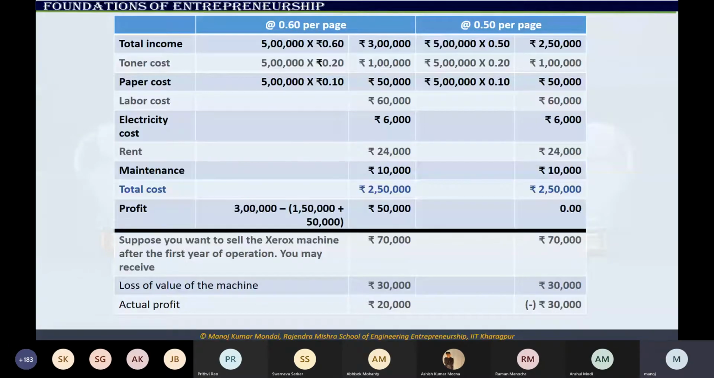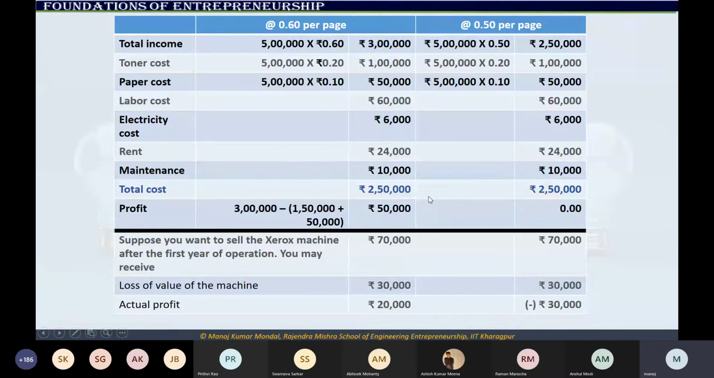Okay, so look at the example, maybe in the evening. I won't go into details. You buy the Xerox machine for 5 lakh. There are so many expenses like toner cost, paper cost, labor cost, electricity cost. You pay some rent. You have to give some maintenance expenses. So the total cost becomes this.